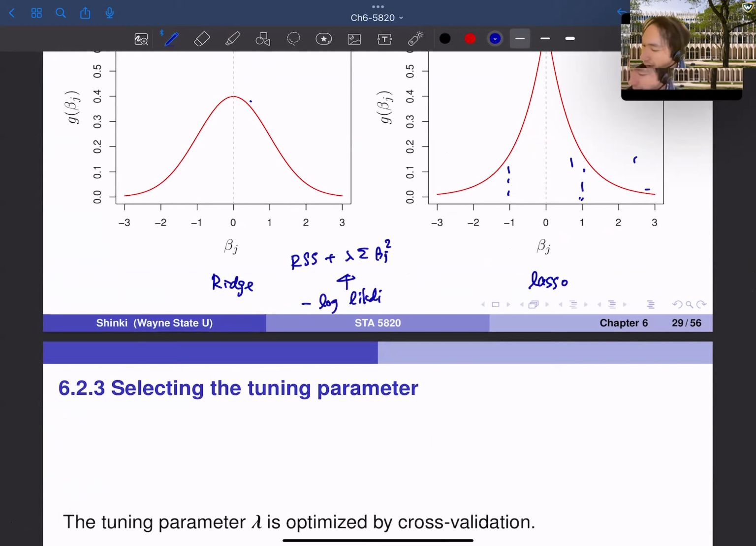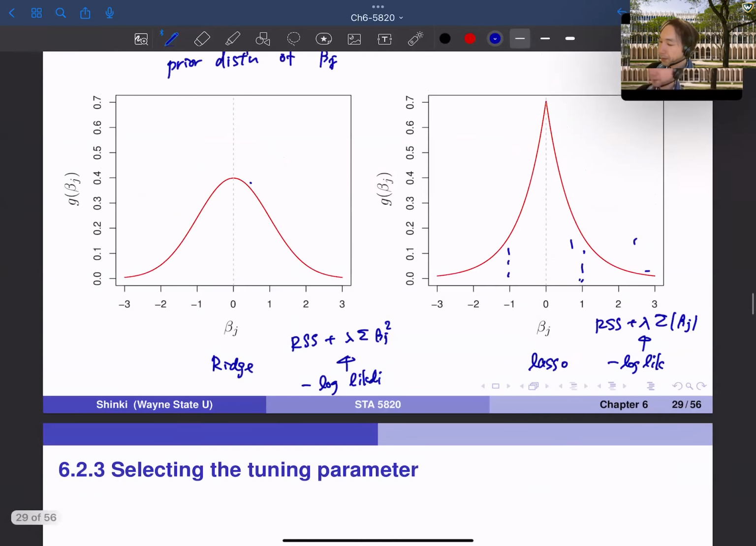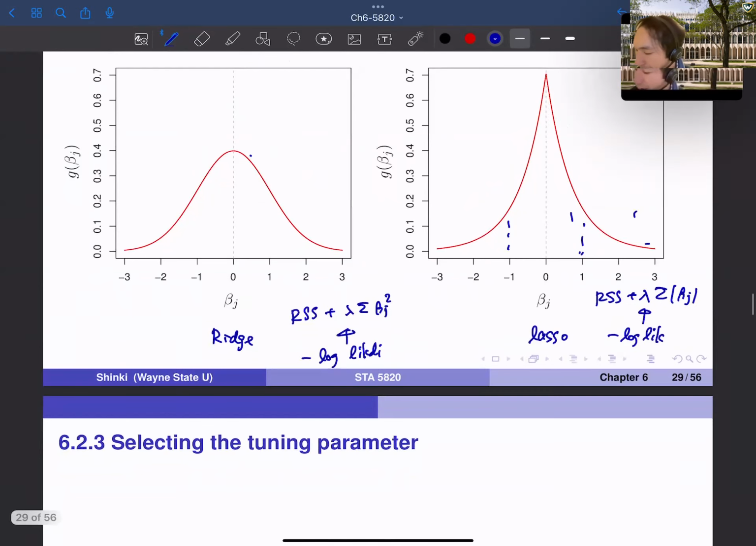And for lasso, this is RSS plus lambda times the summation of the absolute value of beta j. So this is again the negative log likelihood function, if we consider the Bayesian estimation of parameters.